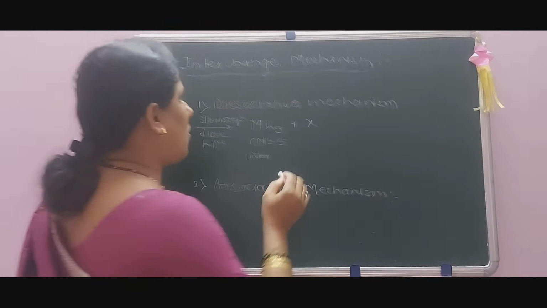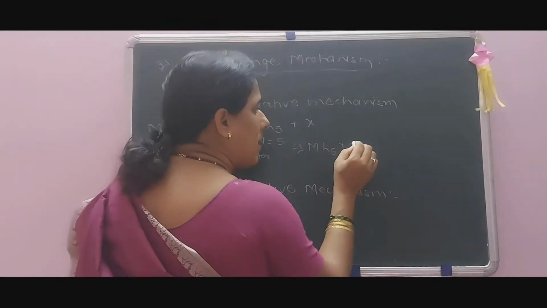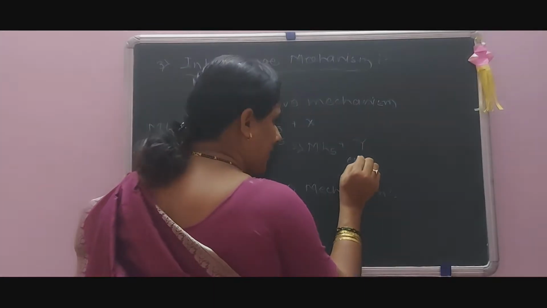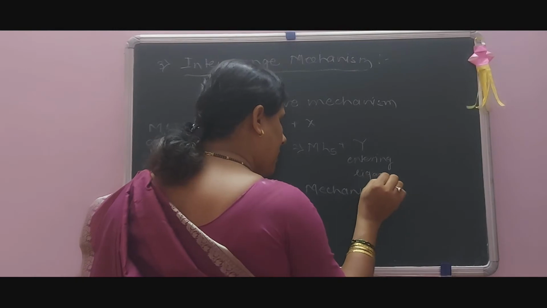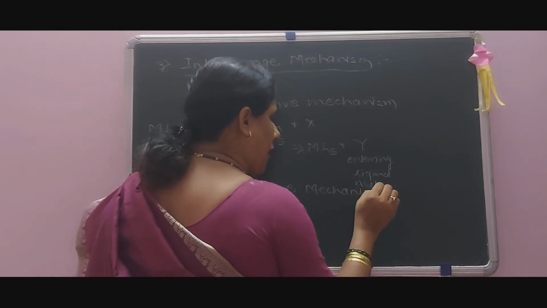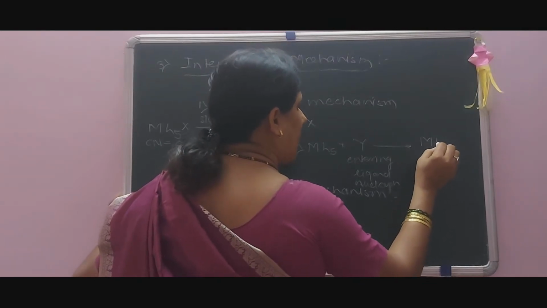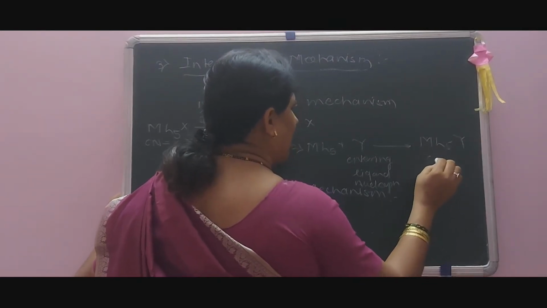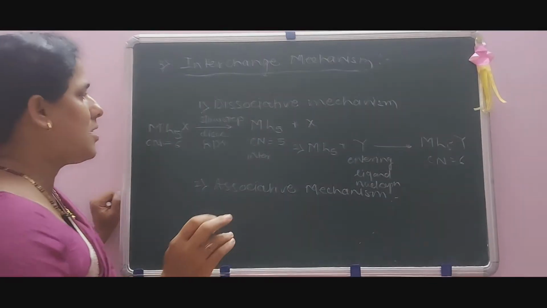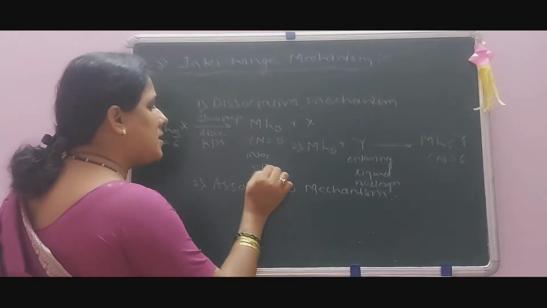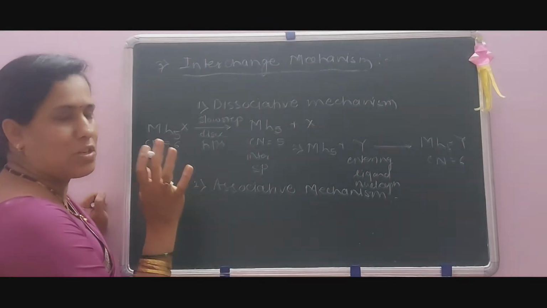Now in the second step, ML5 combines with the entering ligand, which is called a nucleophile, and there is formation of ML5Y. Again the coordination number is 6. Whatever intermediate is formed here is a square pyramid. This we have seen in the last two lectures.